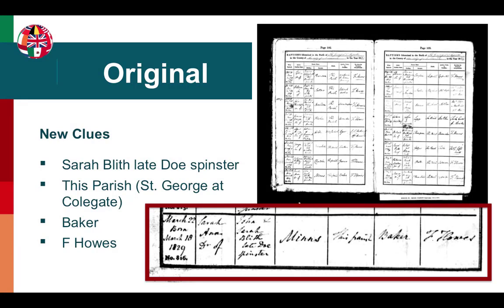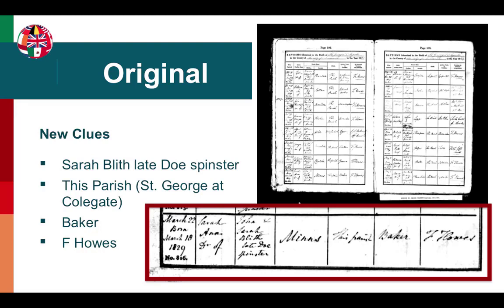Sarah Blythe, late Doe, spinster. So what this means, this little tiny clue, means that she was late Doe, which means she used to be called Doe. That's her maiden name. And the fact that she was a spinster means that this is her first marriage. So that's a lot of great information. Now I can go and find Sarah Blythe Doe in the birth records because I know her maiden name now.